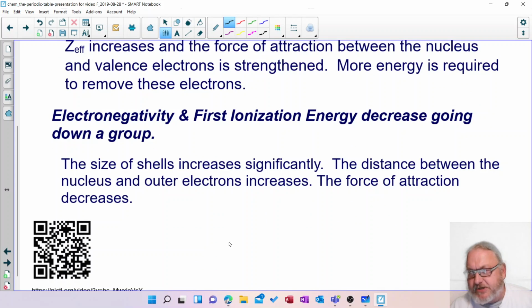Electronegativity and first ionization energy are going to decrease as you go down a group. Why? Because of the r squared. The size of the shells increases, right? And the distance between the nucleus and the valence electrons will also increase, which means what? The Coulombic force of attraction will decrease.